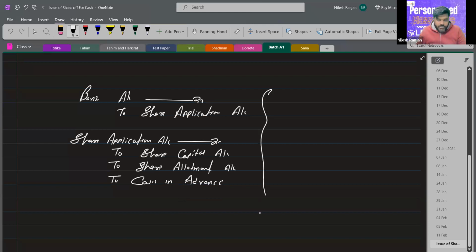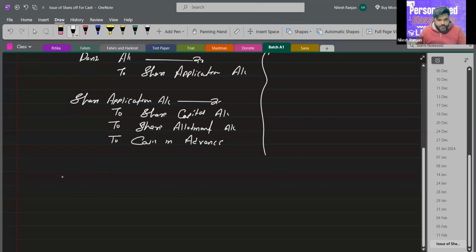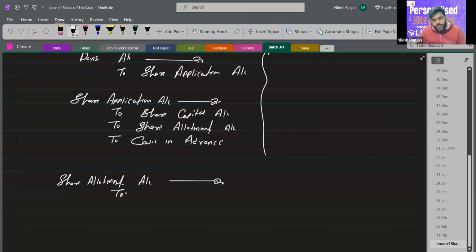Now in allotment, the first entry will be share allotment account debit to share capital, because we pass the journal entry for dues always at full amount. So, to share capital, full amount. But will we receive the full amount or not? No, sir, because they have already paid some extra amount at the time of application, so that money will be used here. So we will utilize that extra amount in share allotment.